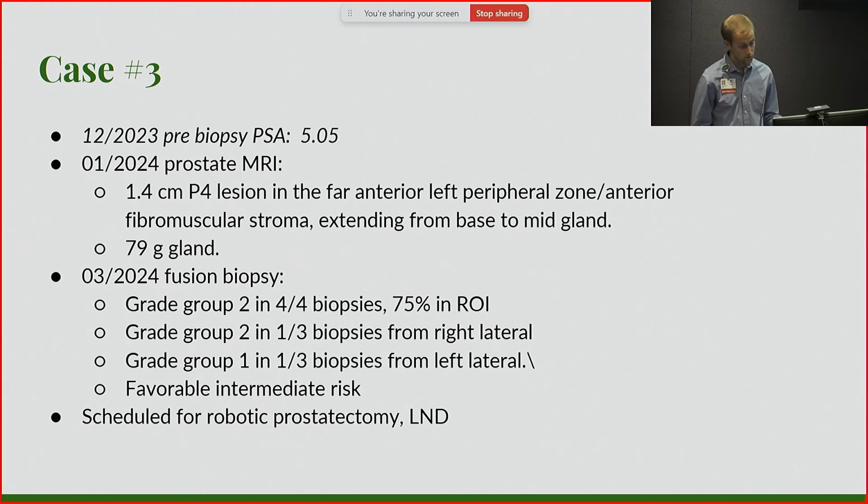So he had grade group 2 in all the biopsies from the region of interest. He also had a little bit from the right lateral and the left lateral, which you may not have expected based on the initial MRI read. And so he's favorable intermediate risk, and he also elected for surgery, having a robotic prostatectomy and lymph node dissection coming up. For him, MRI is extremely helpful.